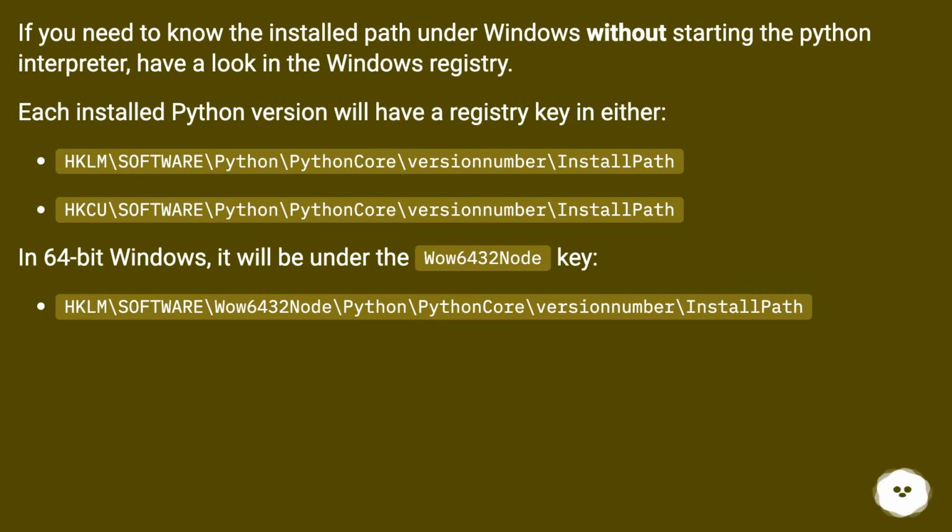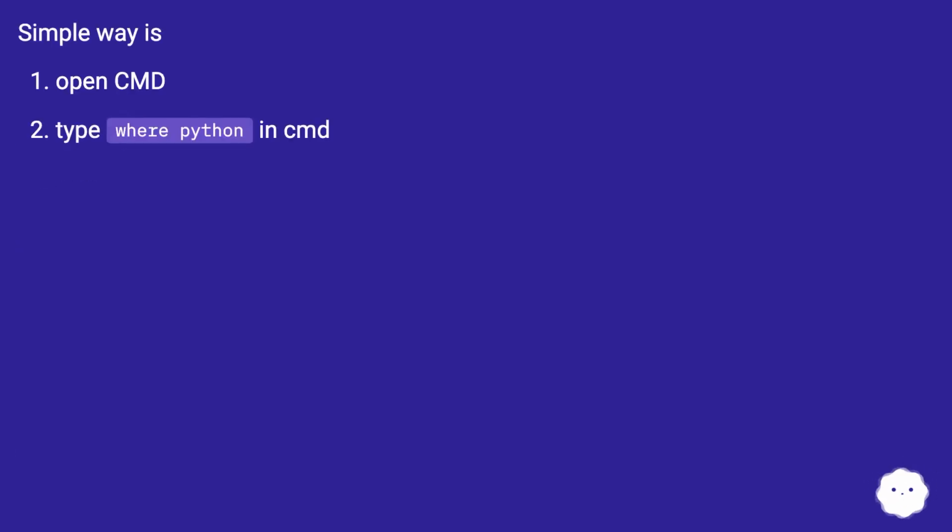In 64-bit Windows, it will be under the WOW6432 node key: HKLM\software\wow6432node\python core\version number\install path. Simple way is open CMD, type WebPython in CMD.